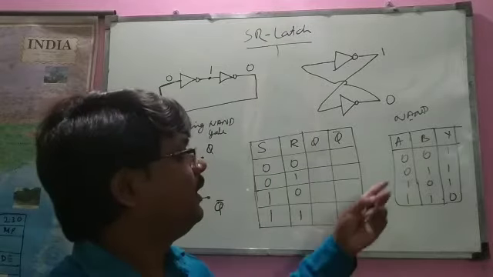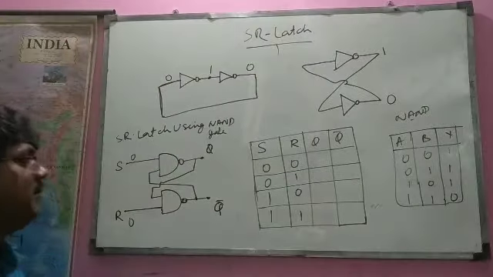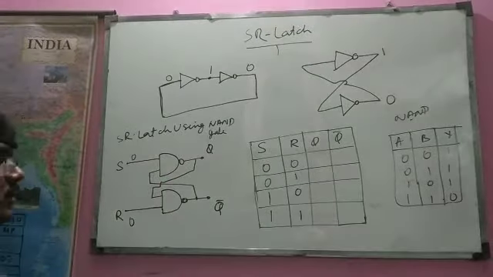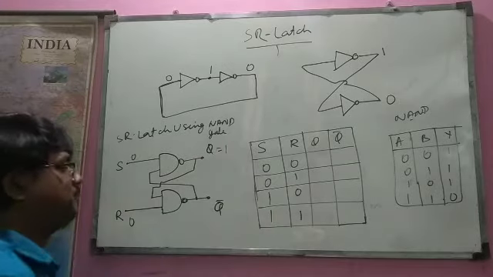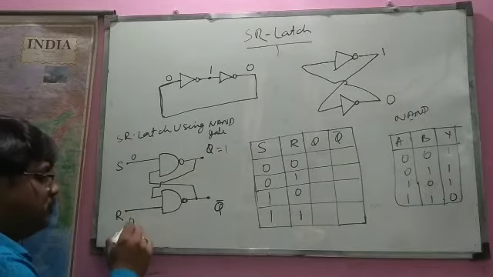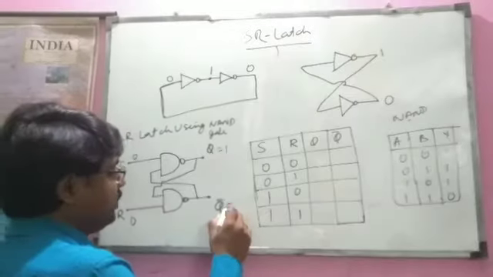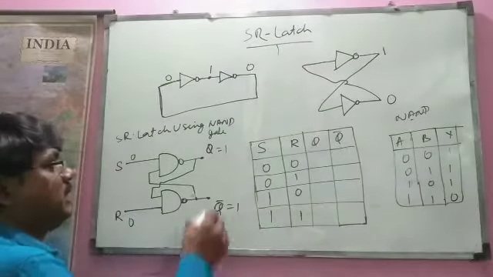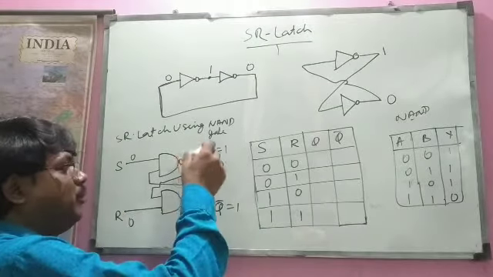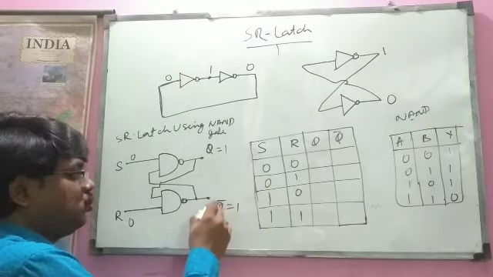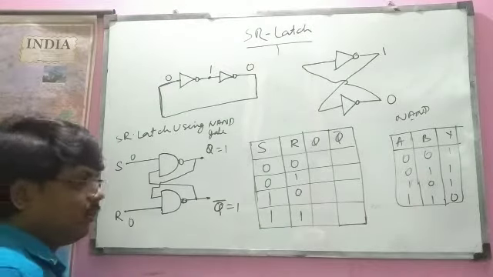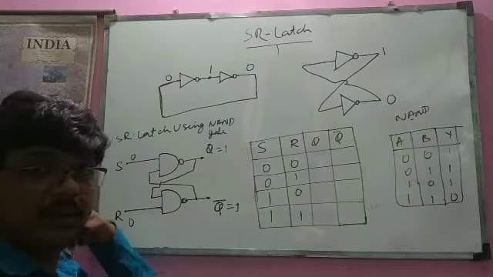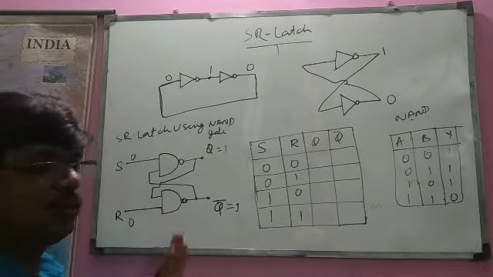So this is the case. If any of the inputs is 0, its output is going to be 1. So it will try to become 1. And here it is also 0, so it will also try to become 1. This is not the case we want, because if here it is 1, no problem. But Q bar should be the opposite of that one. If this is 1, it should be 0, but here it is not the case.